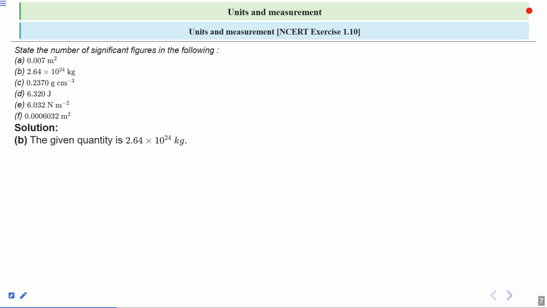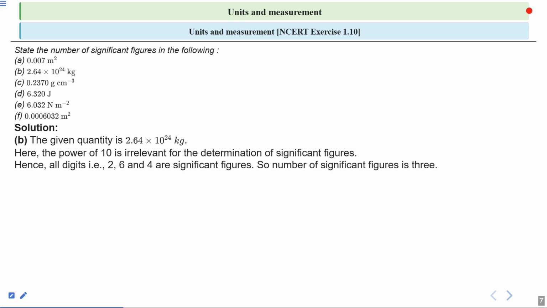Okay, so the given quantity is 2.64 times 10 raised to 24 kilogram. Here the power of 10 is irrelevant for the determination of significant figures. Hence all the digits 264 are significant figures. So the number of significant figures is 3.